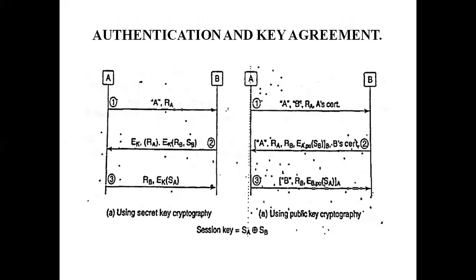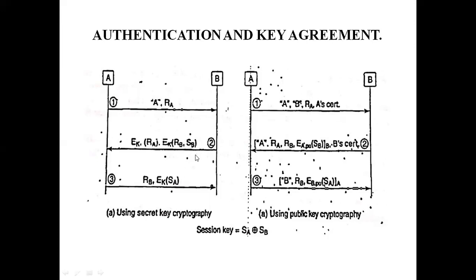Next we are going to see authentication and key agreement. In the previous section, authentication was performed using operations involving a long-term shared secret or a private key. Here it will use combined mutual authentication and key exchange, which uses secret key cryptography and public key cryptography. In both figures, SA and SB are the contributions to the secret key by A and B respectively. They are freshly chosen.